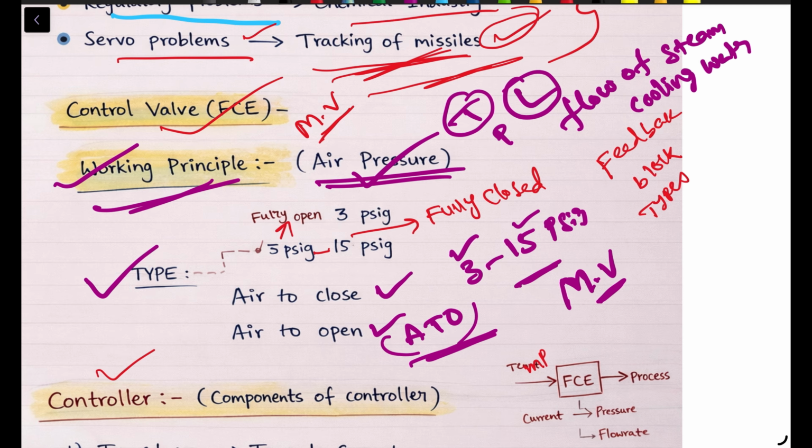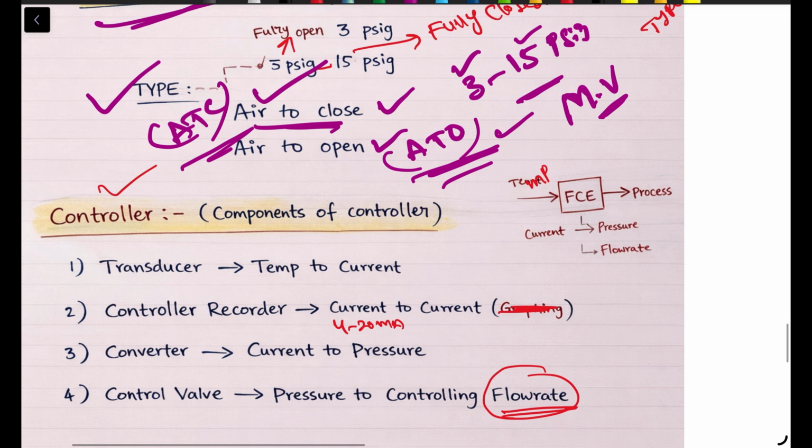What about air to close? Air to close means ATC. Remember these shortcuts. In this case, when the air pressure signal increases, the valve closes. So higher air pressure reduces the flow through the valve. Okay, these valves we can see in the laboratory, air to open or air to close. Okay, so now let's discuss the control components.